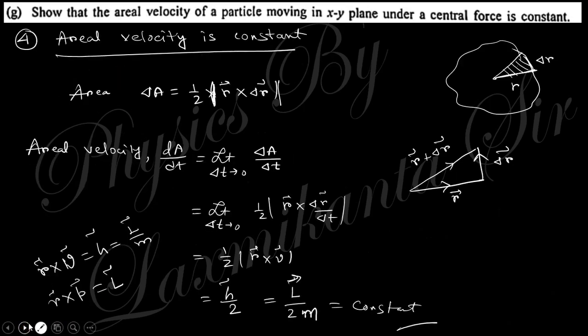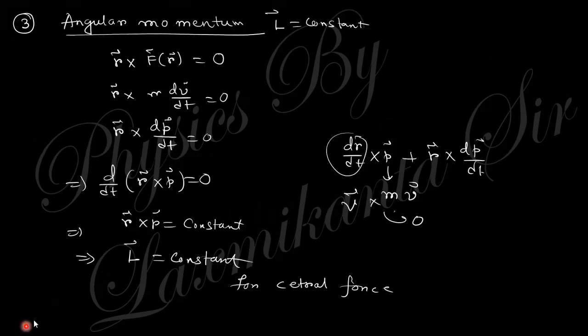Next question, so that the areal velocity of a particle moving in the xy plane under the central force is constant. For that you need to know that the angular momentum is constant for central force. Central force is the force which acts along R. So this force equals mass into acceleration, that is the rate of change of velocity. So this is dp/dt.